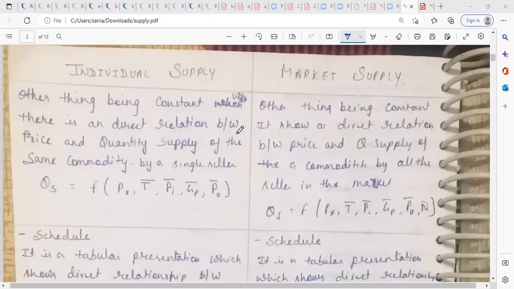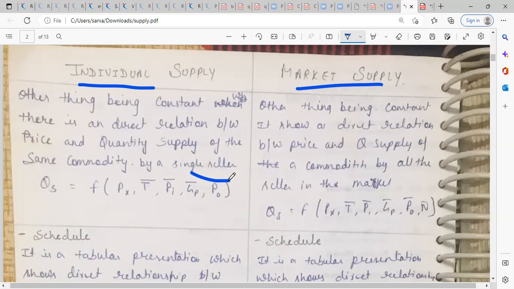So now let's do the next topic, which is basically the individual supply and the market supply. See, over here, only the words are going to be jumbled. Other things are going to be the same throughout. So it is individual supply and it is market supply. Individual means one to one and market means all together. So other things being constant, the direct relationship between price and quantity supplied of the commodity by a single seller is your individual supply.